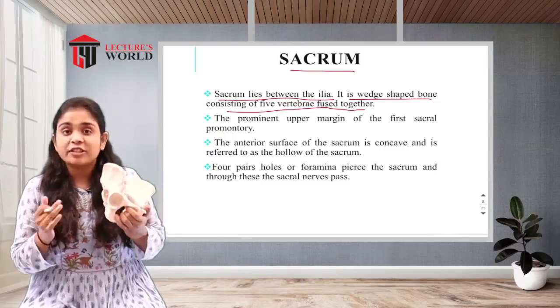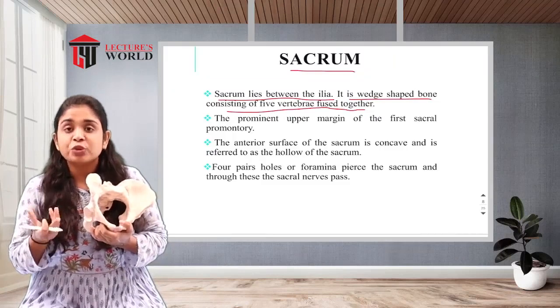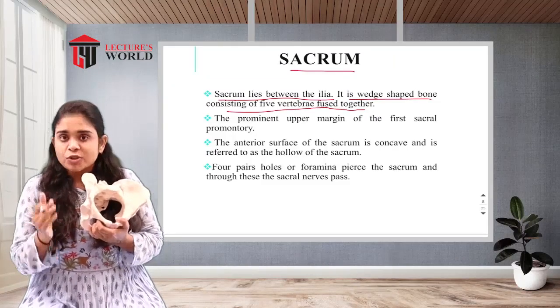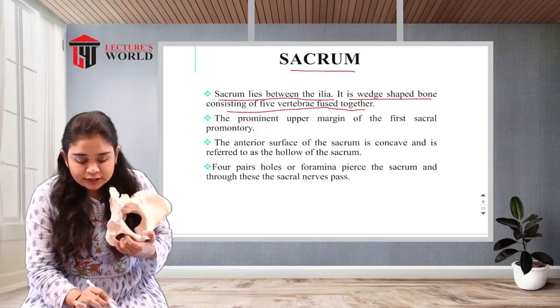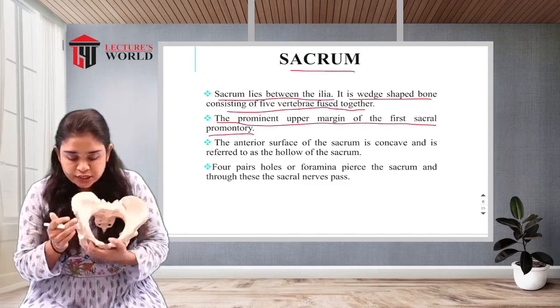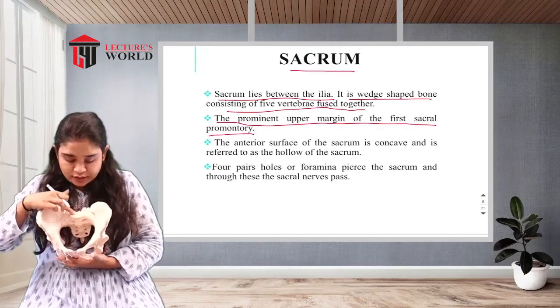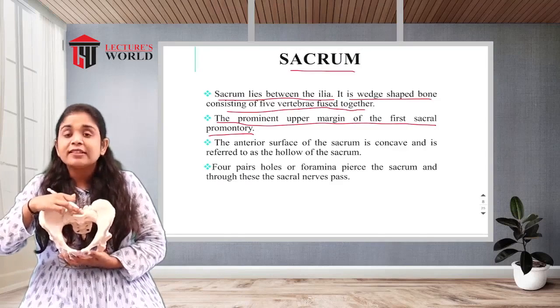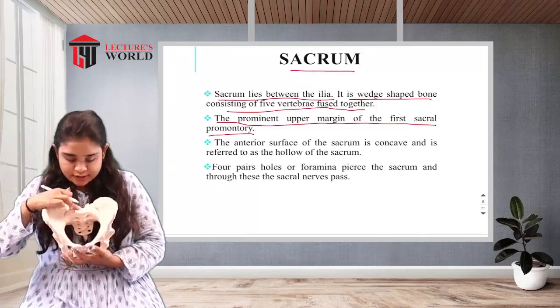They can also ask in the table viva how many vertebrae fuse to make the sacrum. So the answer is 5 sacral vertebrae. Then the prominent upper margin of the first sacral vertebra is the sacral promontory. So we are talking about the upper part, where the round shape that you can see is known as the sacral promontory.